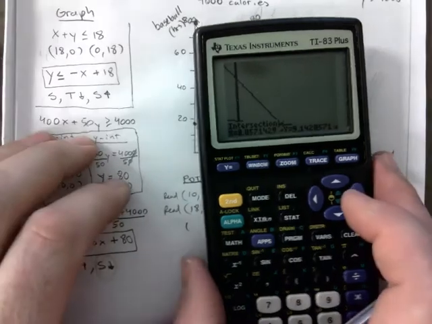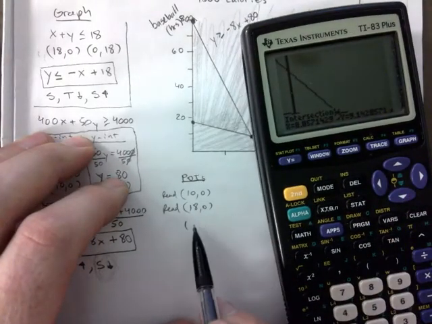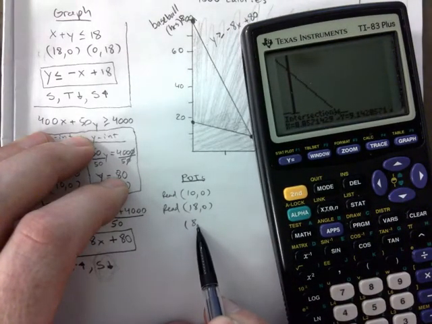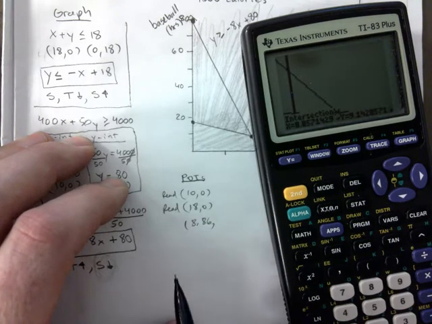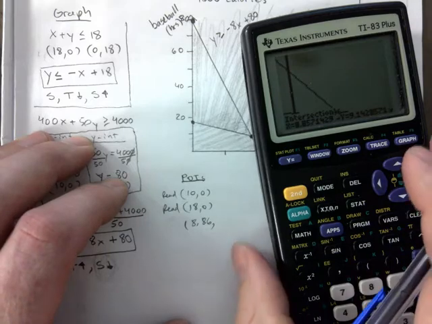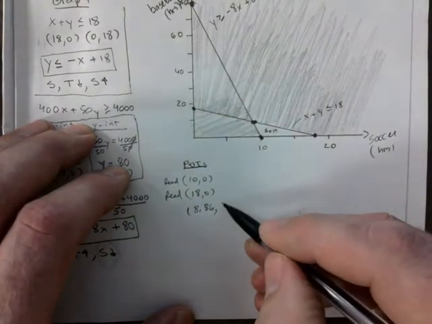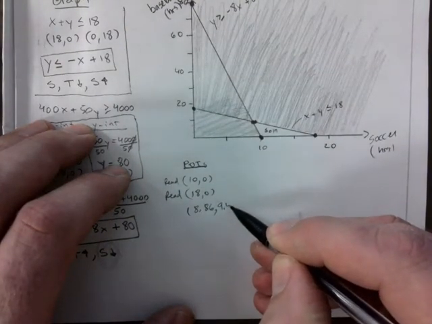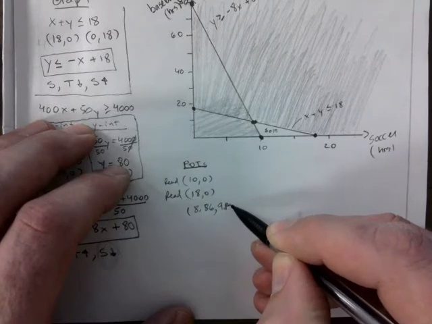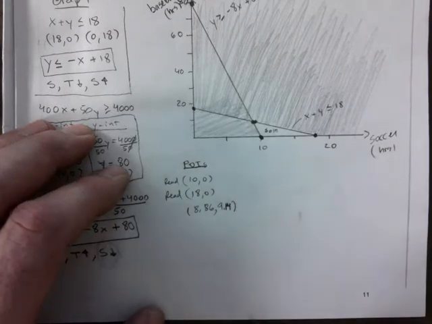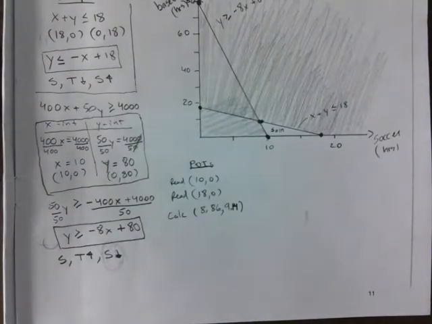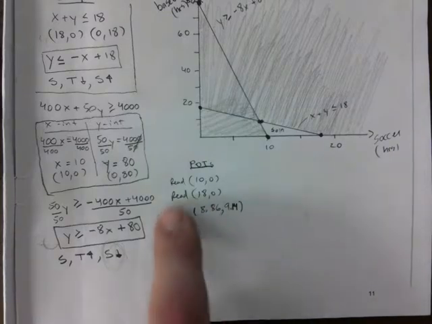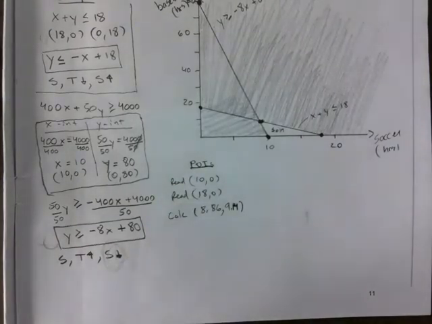And here is the 8.86, comma, 9.14. Okay, 9.14. This is the calculator. You don't have to tell me that on the test, by the way, or any assessment. You don't have to tell me this. This is just for you.